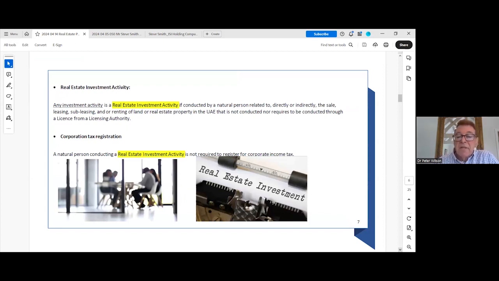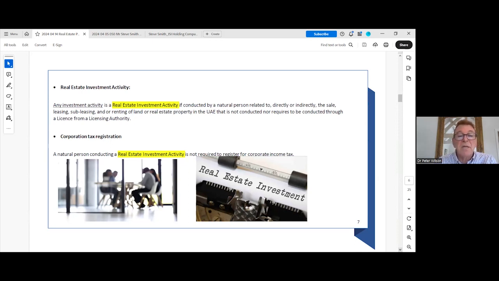What's a real estate investment activity? Well, one of the cabinet decisions actually defines real estate investment activity, and it's very important because, and I'll read it out, it says any investment activity is a real estate activity if conducted by a natural person related directly or indirectly to the sale, leasing, subleasing, and or renting of land or real estate property in the UAE that is not conducted nor requires to be conducted through a license or from a licensing authority.